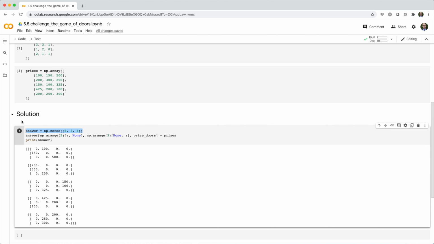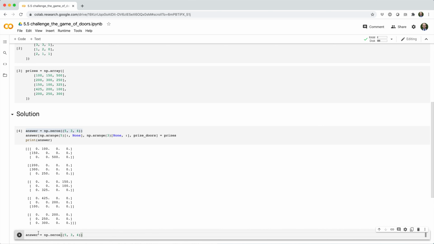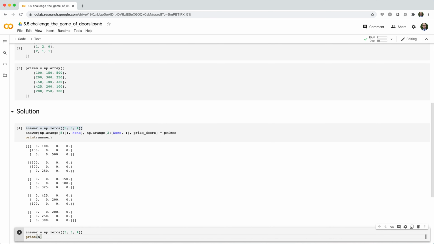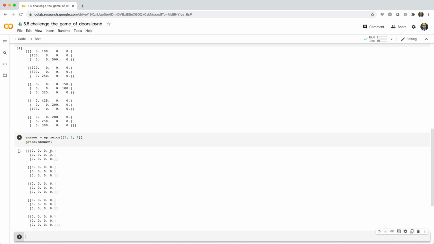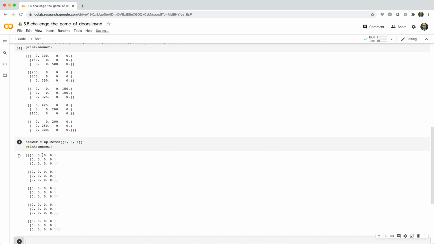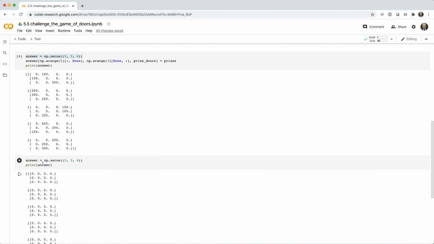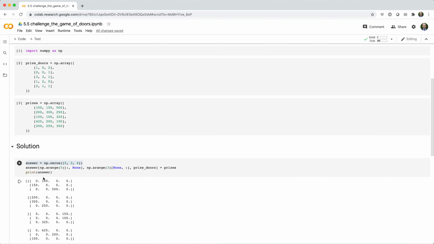So the first thing I do is initialize an array called answer. So answer is a 5x3x4 array of zeros, where this corresponds to the fact that we have 5 games. Each game has 3 rounds, and each round has 4 doors. And these values are like the cash prizes behind each door. So we want to update the values that we know have cash prizes behind them.